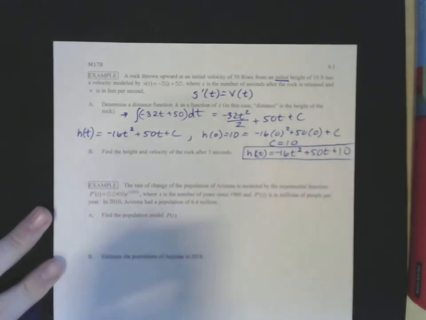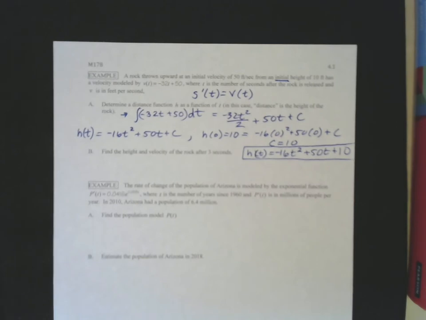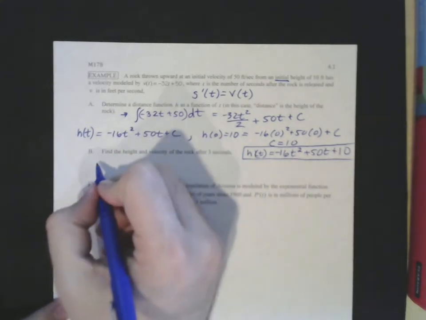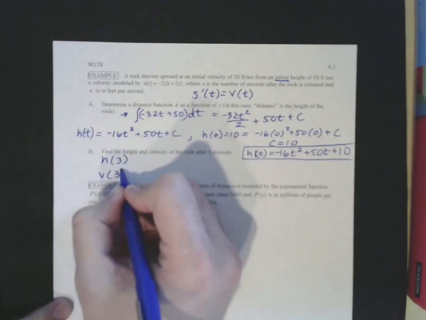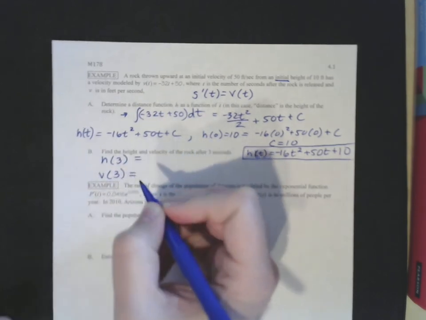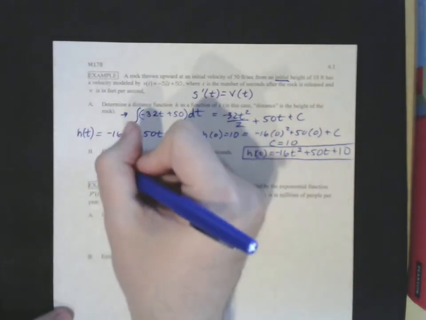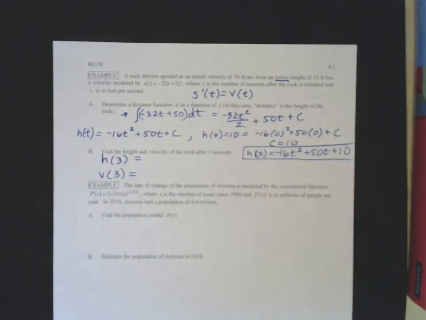So now we figured out the full model of the height. We got our specific antiderivative, our specific height function. And then it says find the height and the velocity of the rock after 3 seconds. So this is h of 3 and v of 3. So the reason that we're doing this in part B is to distinguish when we should be integrating and when we're not integrating.